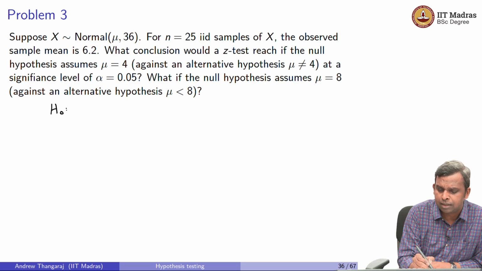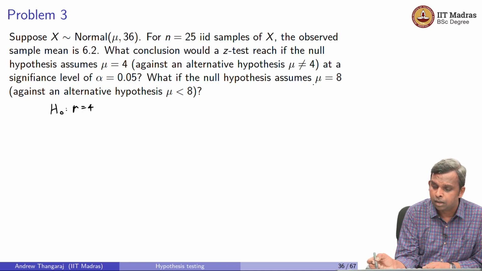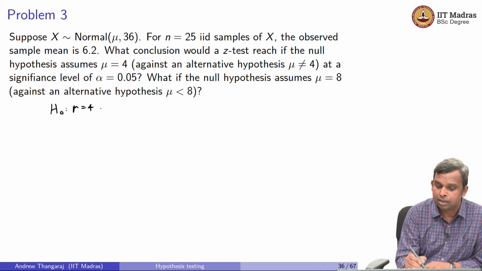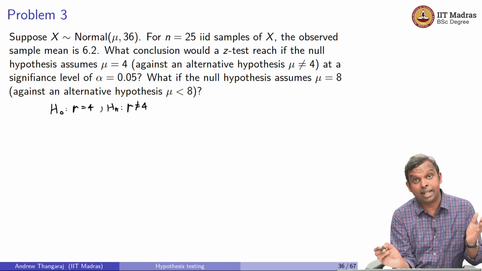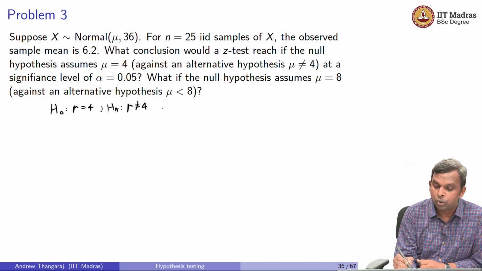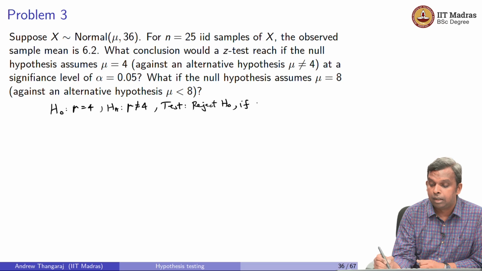Again, let me go through this a little bit fast. The null hypothesis is mu equals 4. There are two different sets. Let's start with the first one, and the alternate hypothesis is mu not equal to 4. So this is a two-sided test. If you're going to do two-sided testing, what is your test going to be? You will reject H0 if the absolute value of x bar minus 4 is greater than C.